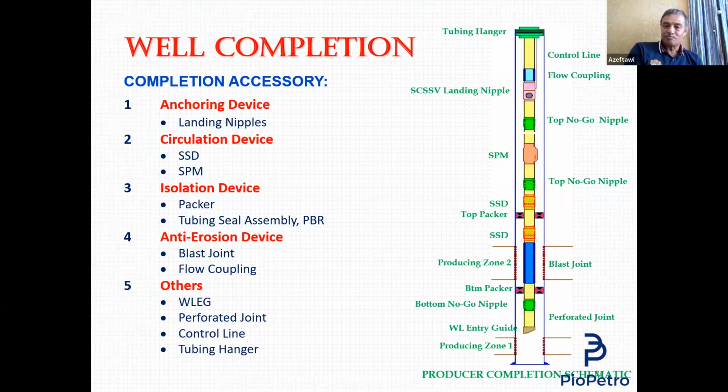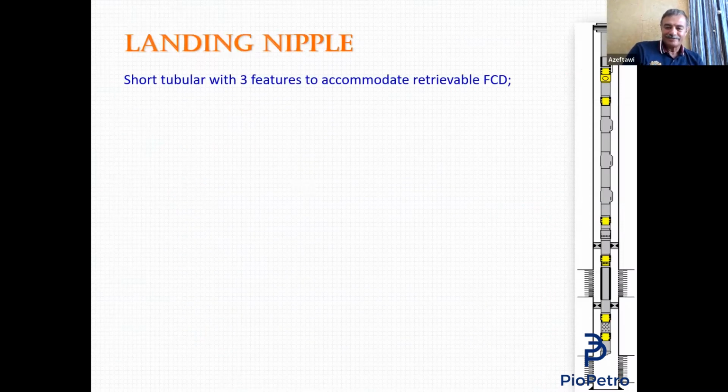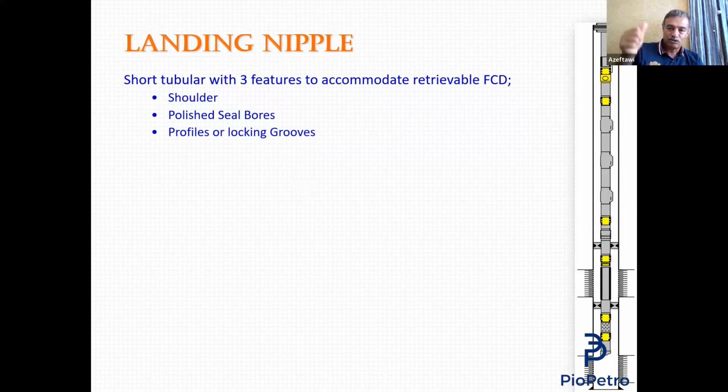Let's start with the landing nipple. First thing, landing nipple. What's a landing nipple? A landing nipple is a short pipe. It has 3 features: shoulder, seal bore, and profile.